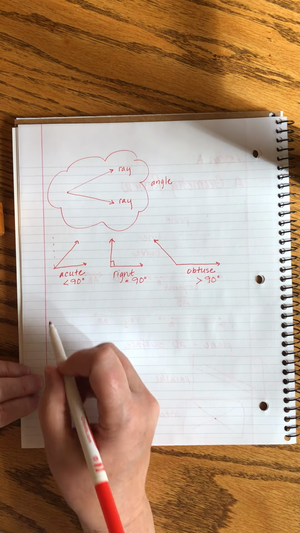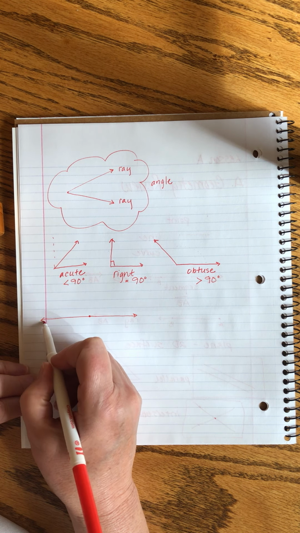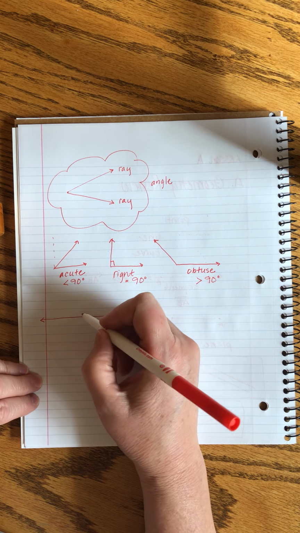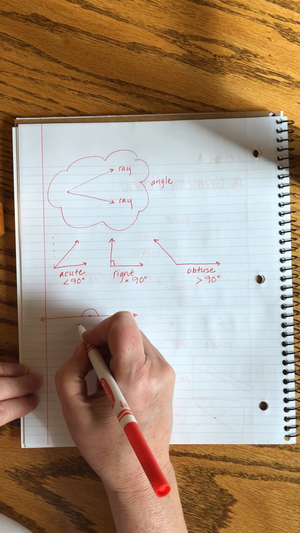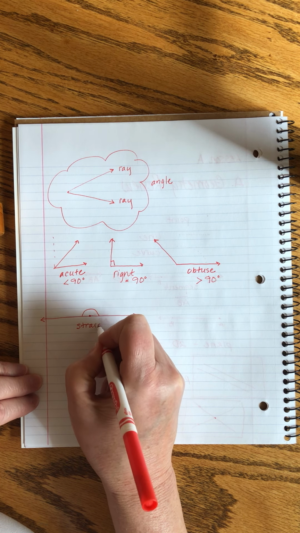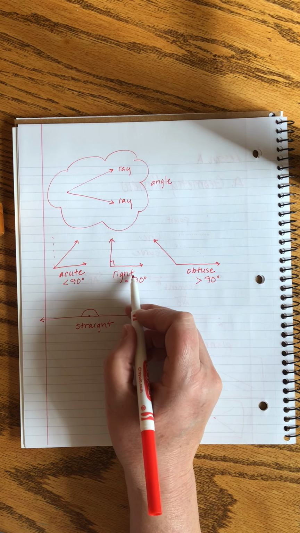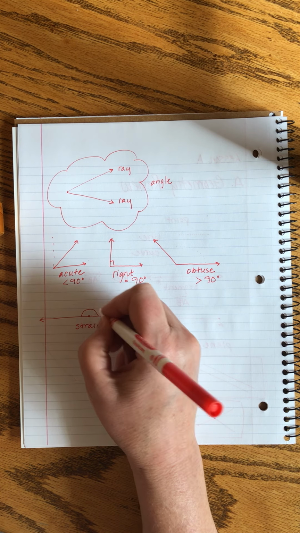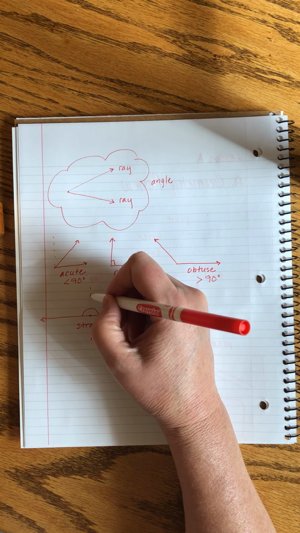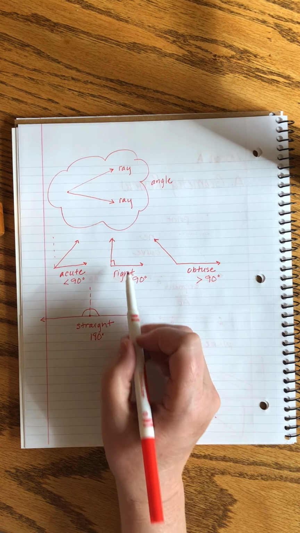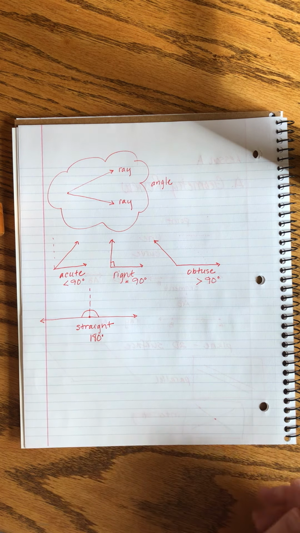There's also a thing called a straight angle, which means it's this whole thing, which is kind of weird, right? We're going to talk more about the numbers in just a minute, but I'll just remind you that a straight angle is 180 degrees because we can think of it as two right angles back to back, right? It's like two of those back to back. So if a right angle is 90, then two of them must be 180.